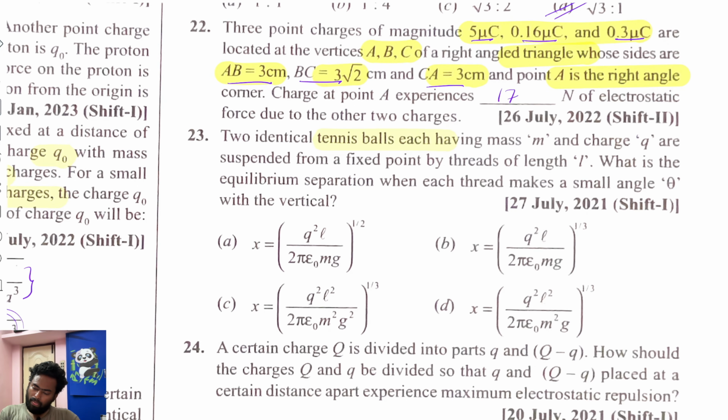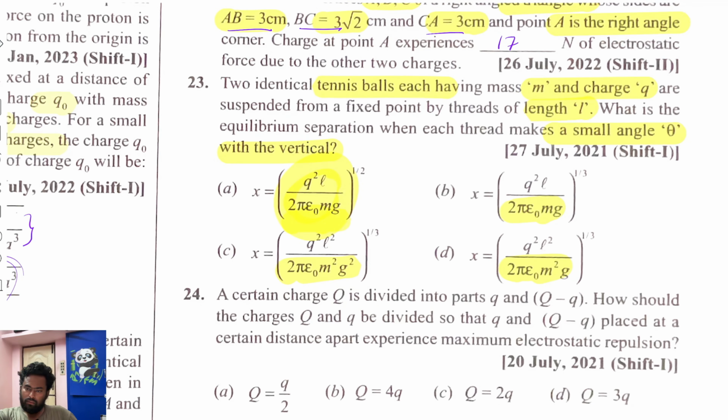Identical tennis balls, mass and charge q, suspended from a fixed point by thread of length L. Equilibrium separation when the thread makes a small angle theta with the vertical. What is the equilibrium separation when each thread makes angle theta? Okay, so let's see the solution of this problem.